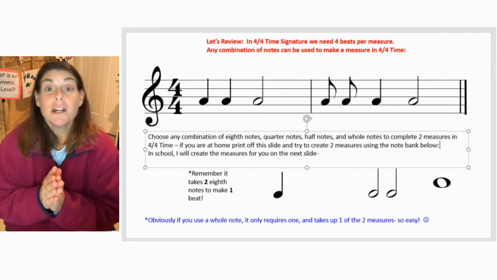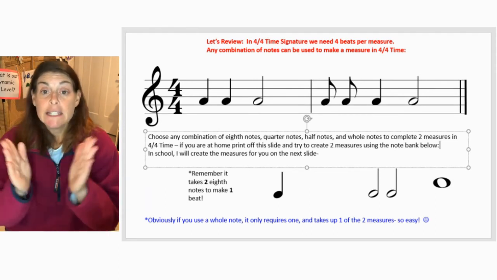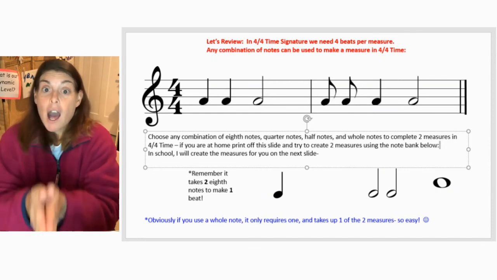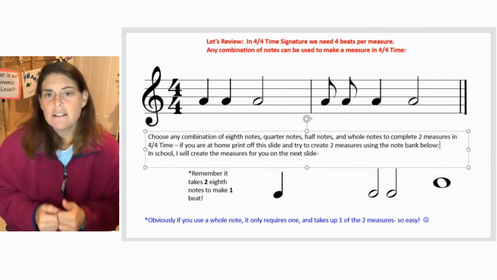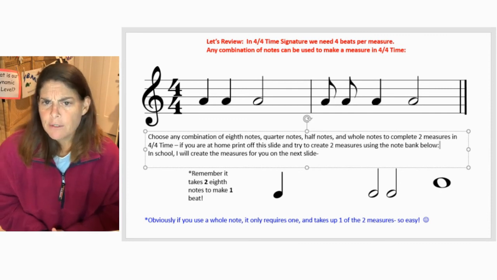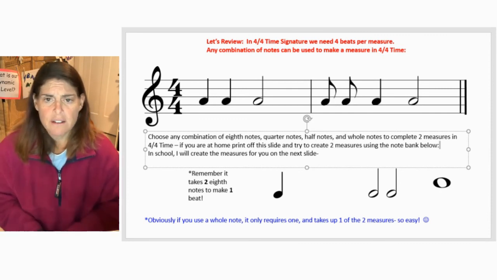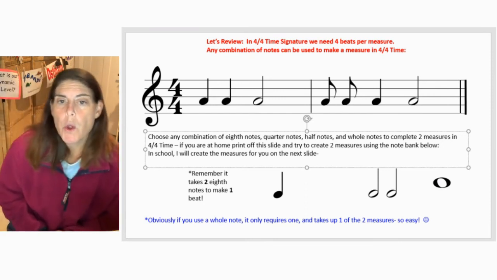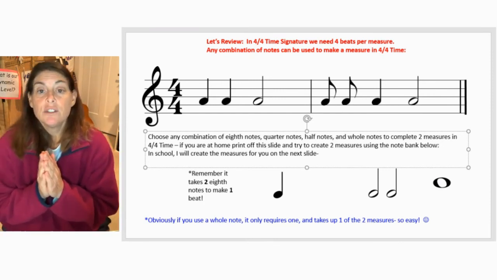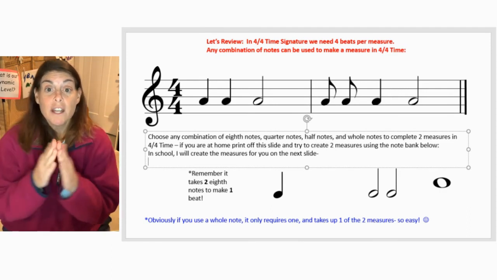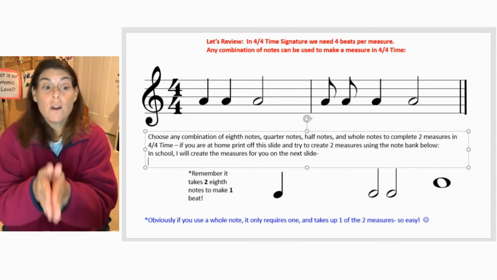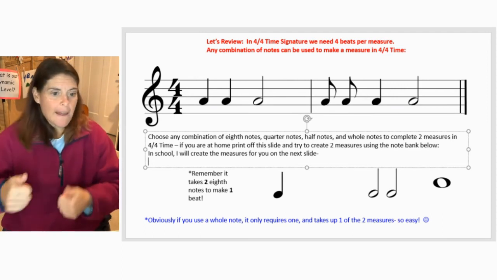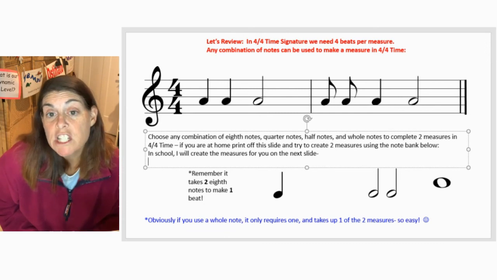Let's do the whole 2 measures. 1, 2, clap with me. Ta, ta, ta-a. Ti, ti, ta, ta. Yeah! Let's do the counts. Do you need me to review them or we can just go for it? Okay, we're gonna just go for it. All right, here we go. 1, 2, the counts. Here we go. 1, 2, 3, 4. 1 and 2, 3, 4. Awesome. Let's move on, shall we?